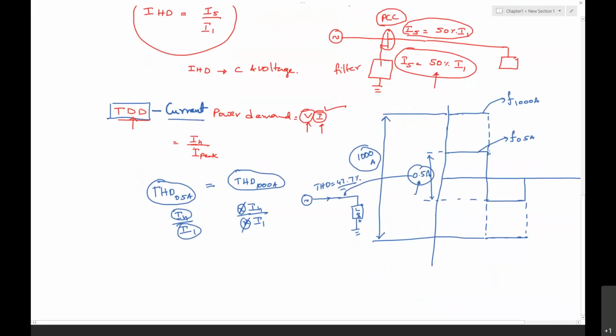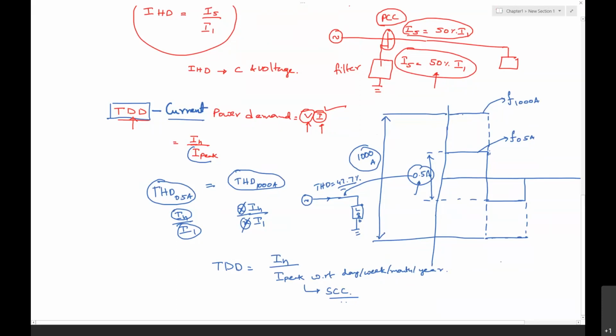For that reason, what they have gone for is the total demand distortion, which is equal to the harmonic current by the peak current. The peak current is with respect to a day, or a week, or a month, or a year duration, or the peak current can also be taken as the short circuit current.